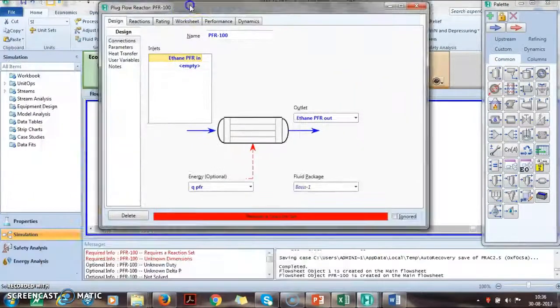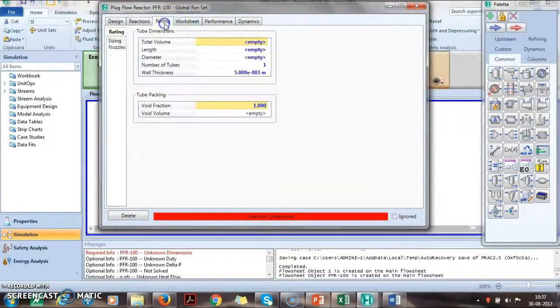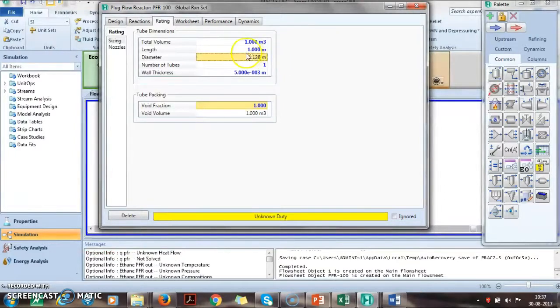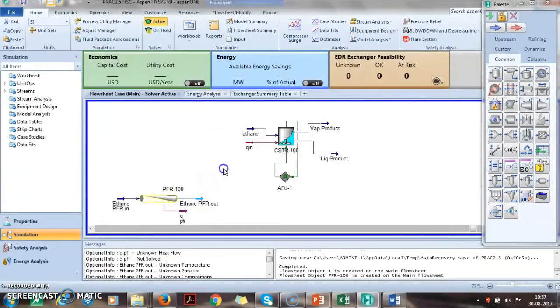Now we'll attach the reaction. We'll go to reaction, we'll add the reaction set, and it shows that the dimensions are still to be defined. I will have to give the total volume, length and diameter. Let's say we give total volume as 1 and length as 1. So your diameter has been counted, number of tubes, wall thickness will keep as default, and we'll see that this is still not simulated. Reason being, we've added Q.